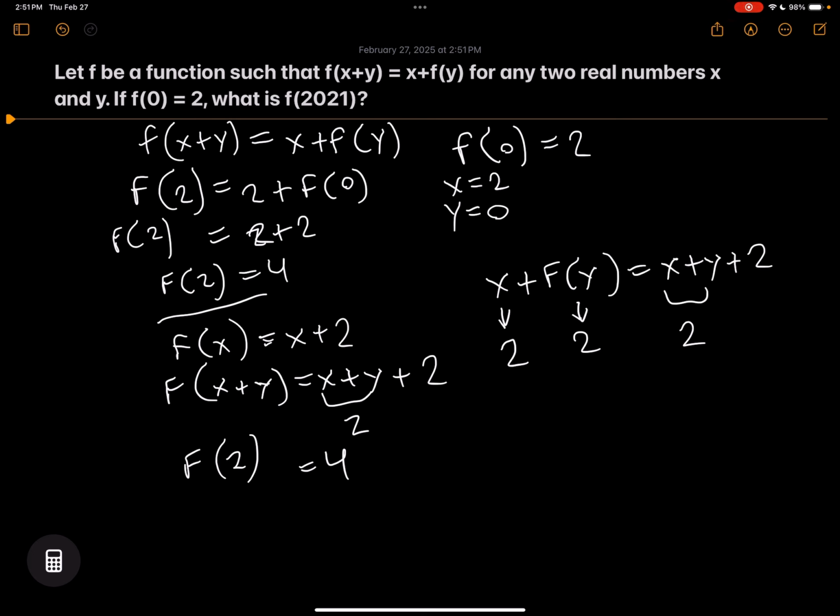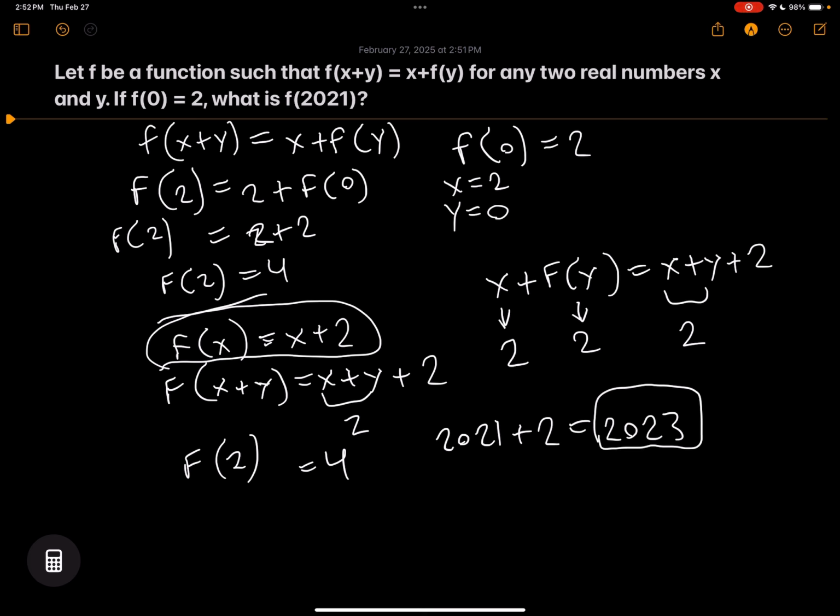So we know that f of x is always going to output x plus 2. That allows us to quickly and easily solve this problem, telling us that the answer is simply 2021 plus 2 equals 2023, according to our pattern definition. Okay, we've successfully solved the problem. So that's how you solve a problem like that, involving functions.